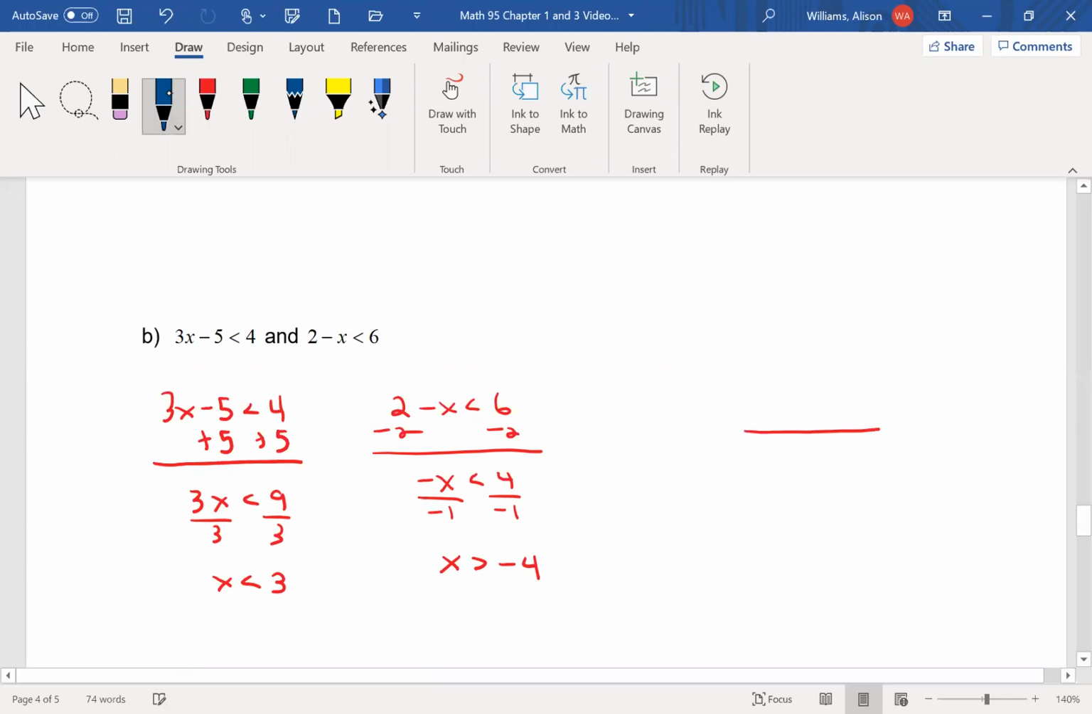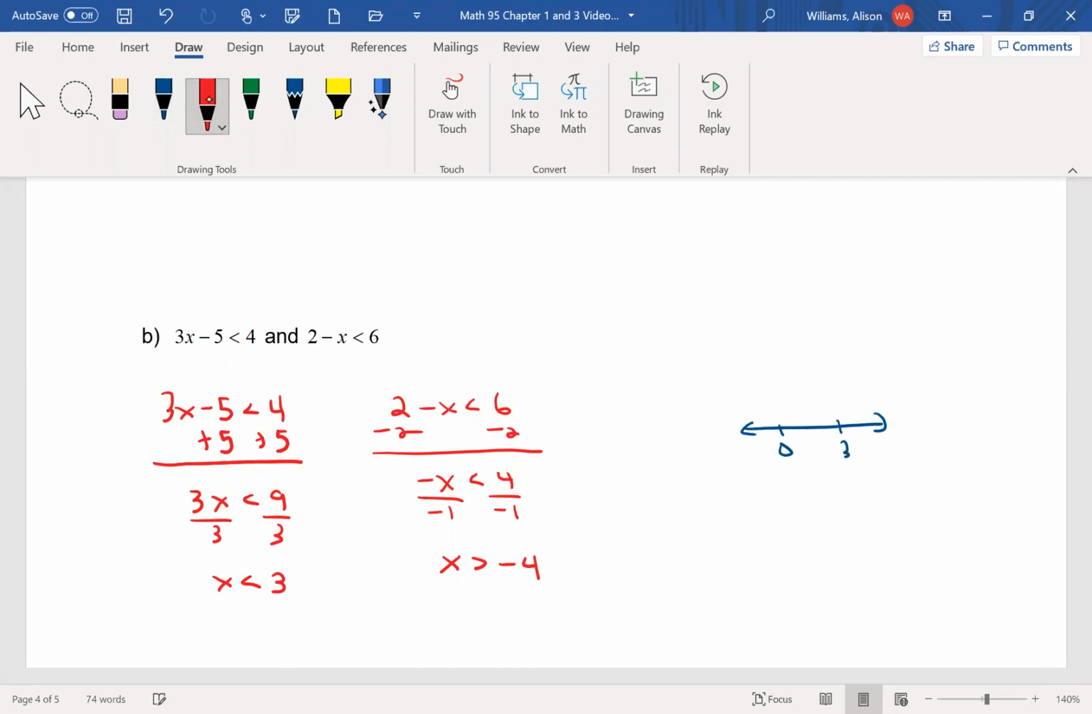Okay, so x is less than 3. Here's 3. Less than 3 would go parenthesis to the left. And then x is bigger than -4. Oh, wow, I should have done the number line a little better here. Here's 0. Here's -4. I should have had this one going like that. Bigger. It's parenthesis, and this time going to the right because our number is bigger than -4.